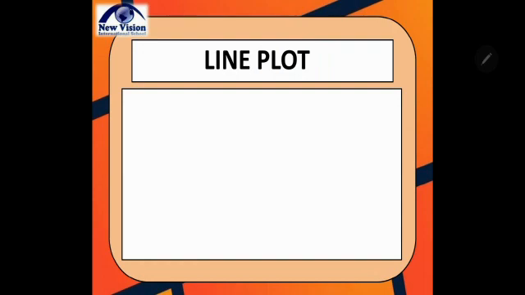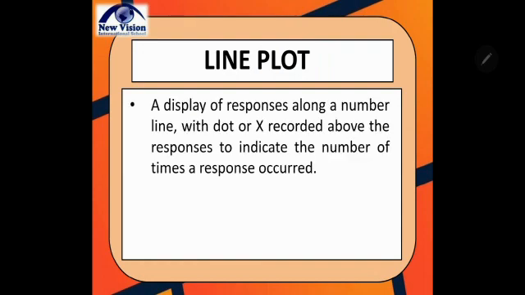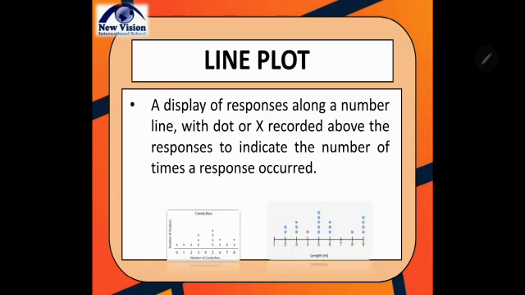Next, we have line plot. A display of responses along a number line with dot or X recorded above the responses to indicate the number of times a response occurred. So here's an example of line plot.